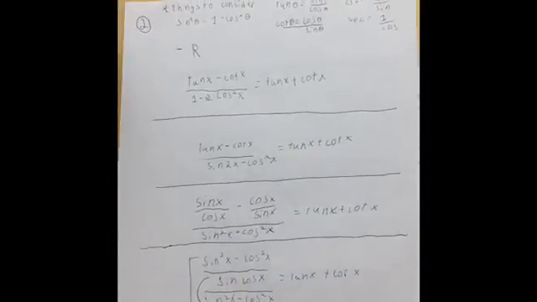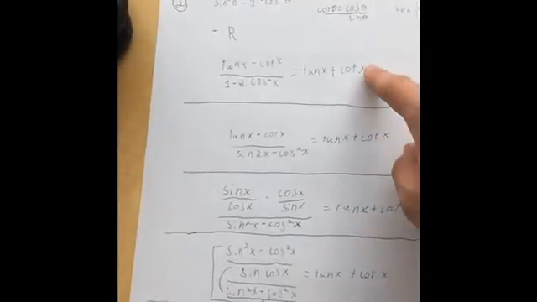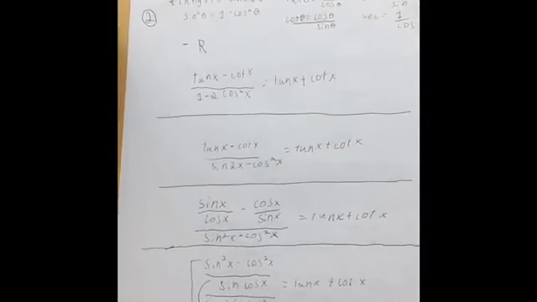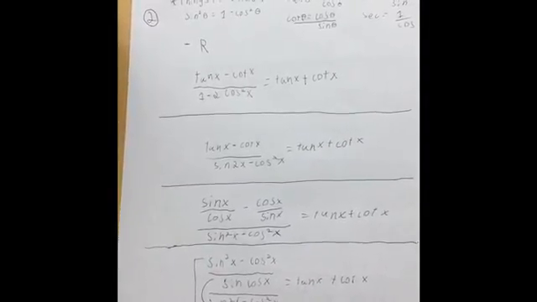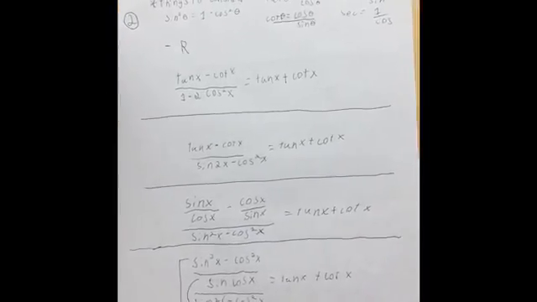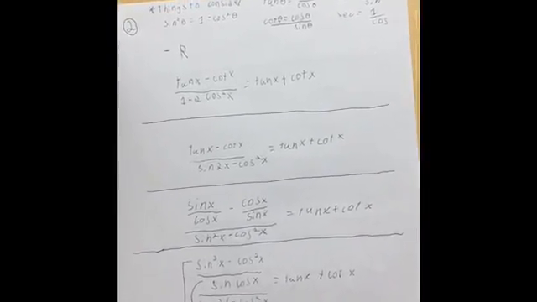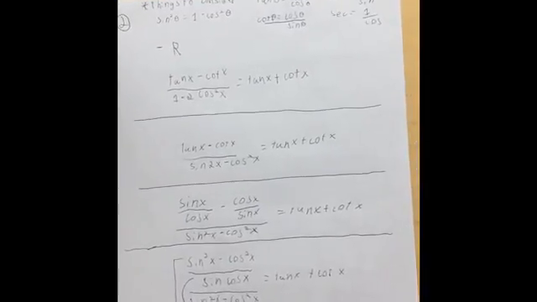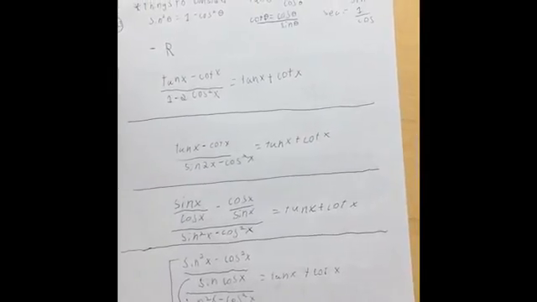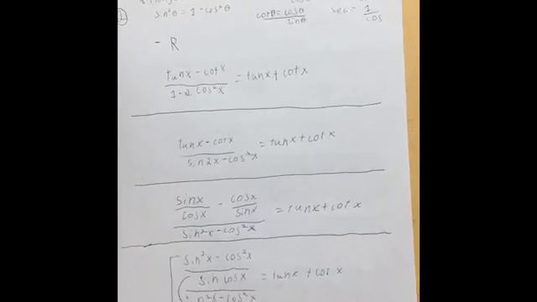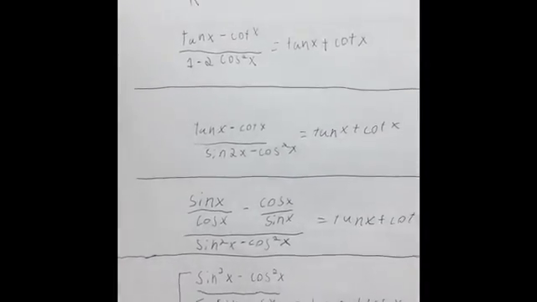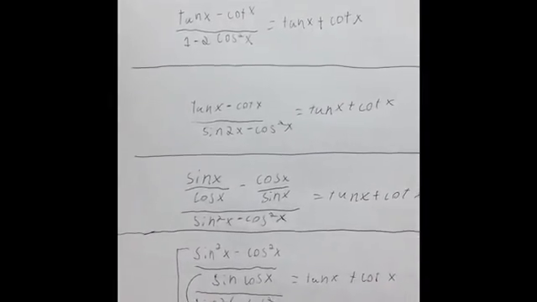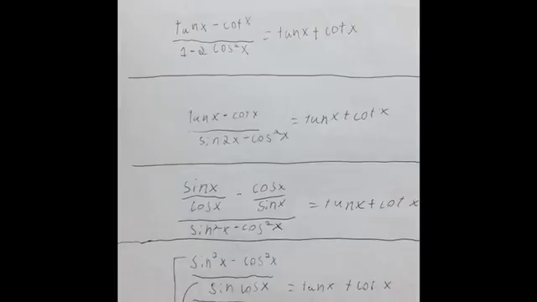So now we're going to do a review of the second exercise, which is this one. The first thing that we need to consider is that sine squared is equal to 1 minus cosine squared. Tangent is equal to sine over cosine. Cotangent is equal to cosine over sine. Cosecant is equal to 1 over sine, and secant is equal to 1 over cosine.